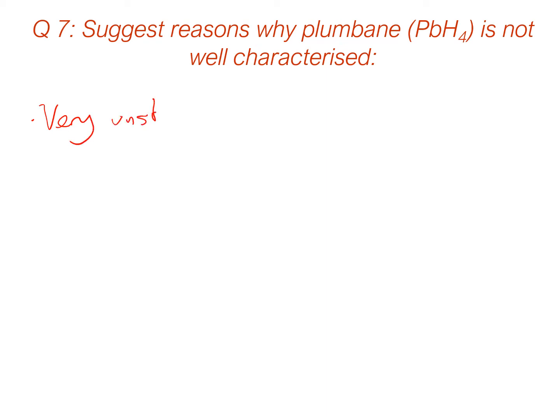So if you remember, the stability of hydrides decreased down the group. Now lead is at the very bottom, or nearly the very bottom, of group 14, under carbon and silicon. And because of this, it's so unstable that even if it does form, it's going to be very thermodynamically unstable. It's going to want to decompose and form hydrogen and lead. So therefore, even if you can make it, it's very short-lived. And this means that we can't really study it or find out anything about it, which is what the word characterised means.